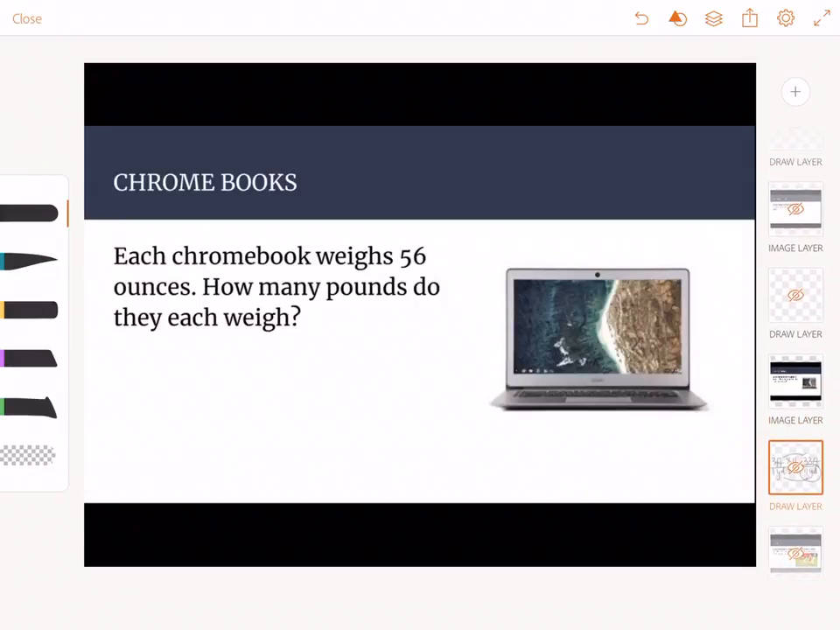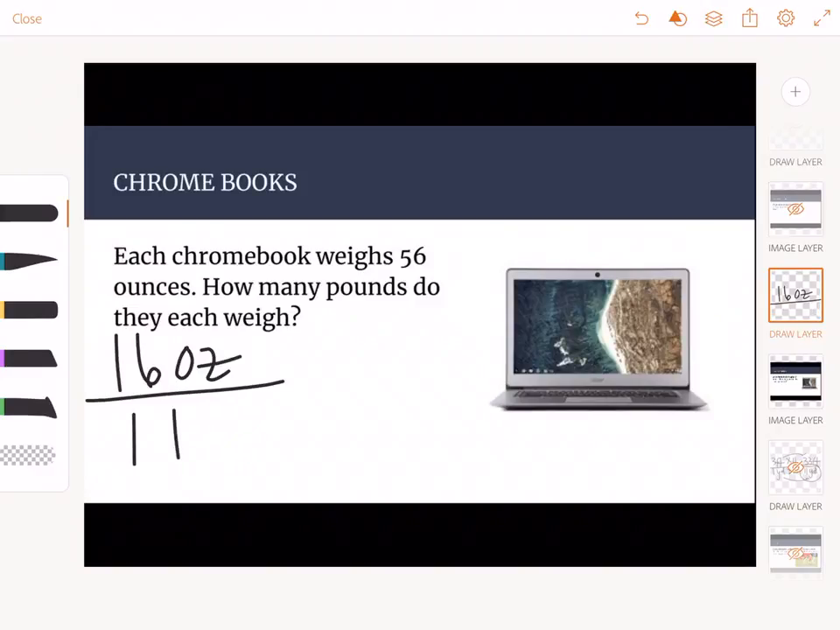Okay, so now let's look at this one. We'll do one with weight. So we say each Chromebook weighs 56 ounces. How many pounds do they each weigh? And we have to, once again, go back to our ratios that we remember. So that there's 16 ounces in a pound. So that's what I'm going to start off with, is writing a ratio that I already know about the 2 units that I'm working with. And then we're going to end up going somewhere.